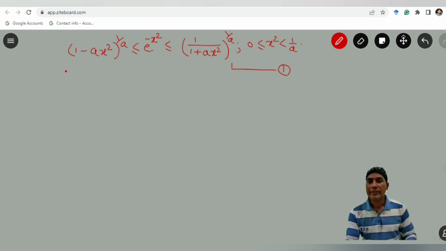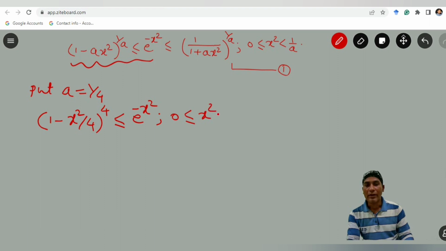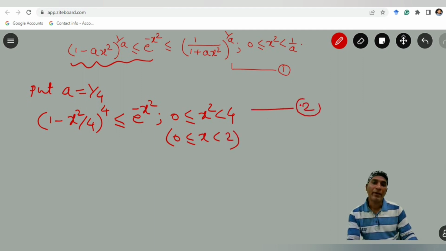In the next part, we assign some particular values to the parameter a. First, we put a equal to 1 over 4 in the left inequality of 1 to get the inequality 1 minus x square over 4 to the power 4 less than or equal to e power negative x square if 0 less than or equal to x square less than 4, or equivalently 0 less than or equal to x less than 2. Okay, I number it as 2.